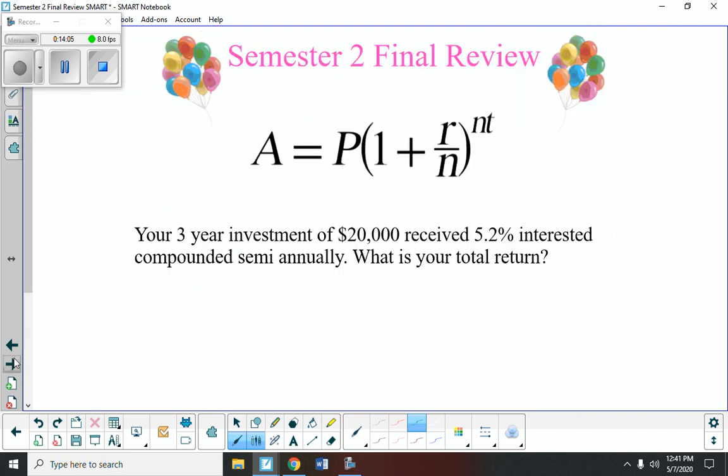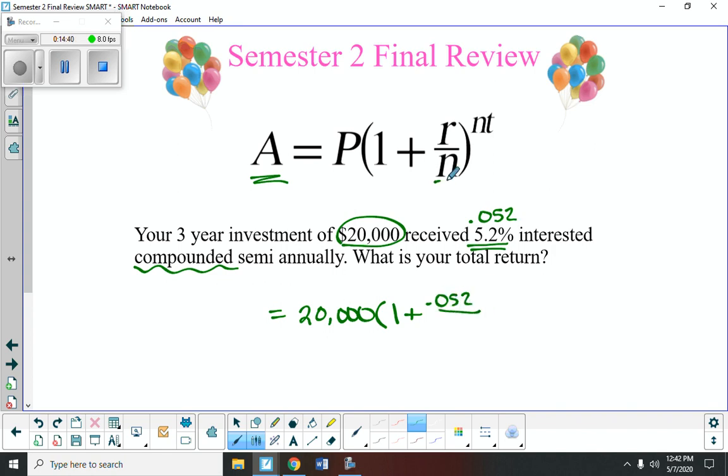All right, so the next one says your 3-year investment of $20,000 received 5.2% interest, compounded semi-annually. What is your total return? So we have the compound interest formula, and the amount that we're going to get back is equal to the principal, which is $20,000, times 1 plus the rate. Now remember, to change a percent to a rate, we move the decimal over 2 places to the left.